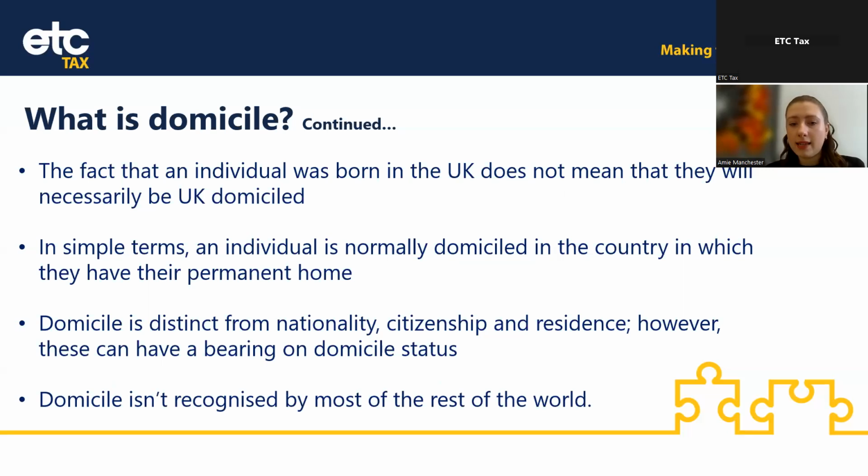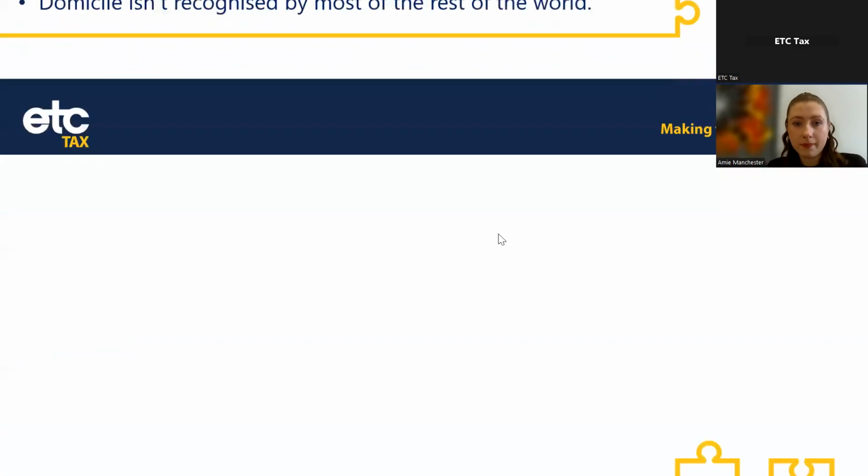Finally, domicile isn't actually recognised by most of the rest of the world. It's a very British concept. If we think about French, German, US tax systems, they all operate by taxing residents in their country, without any regard to the individual's nationality or their domicile. So they don't look at that at all. It is just a British thing.